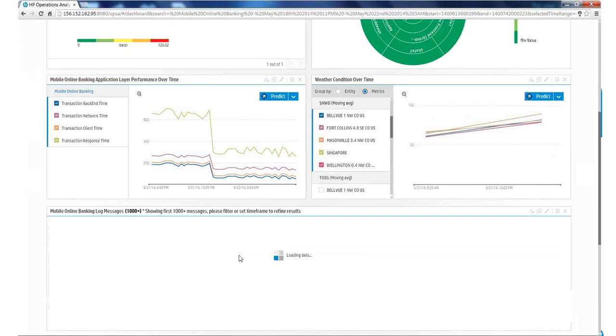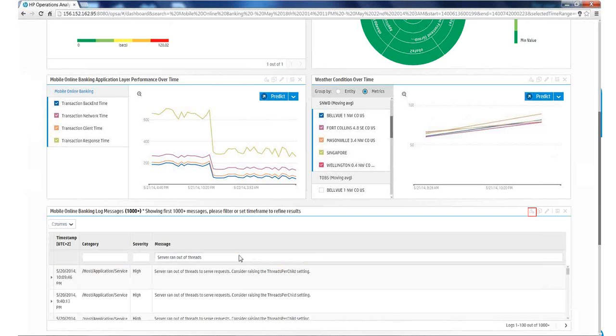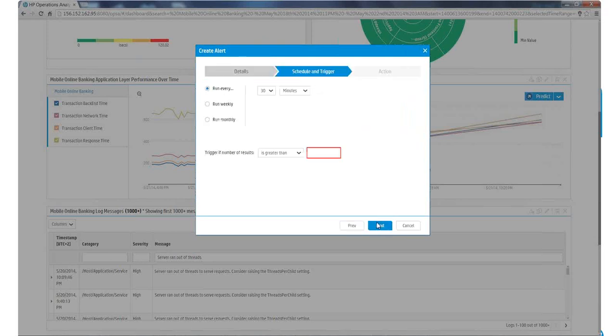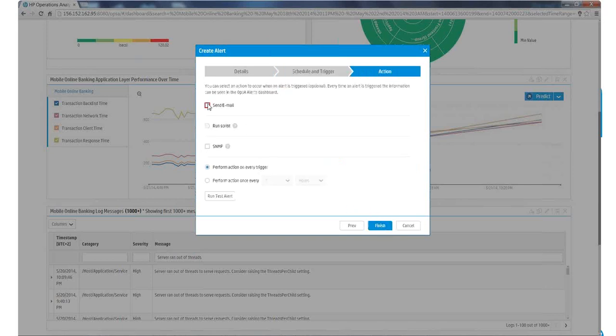And with this alert, she configures this. She's done her search and she identified this server run out of thread message, and she starts going through the alert configuration process, which is really straightforward because it is an automatically generated query that is being saved for her benefit. And now she's able to specify that this is in fact a high priority alert, and that if it occurs more than 2 times in the span of 30 minutes, she wants to receive an alert, and she wants an email to be sent if this is detected, but she has other options.